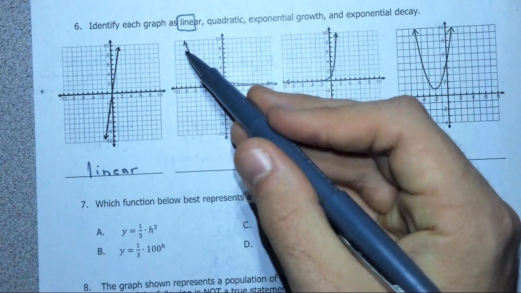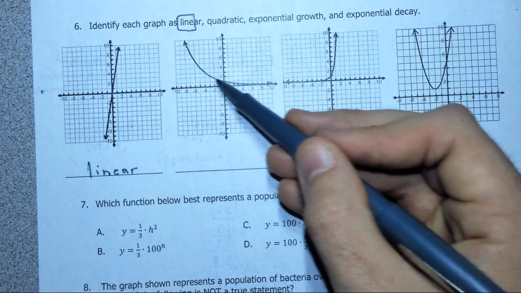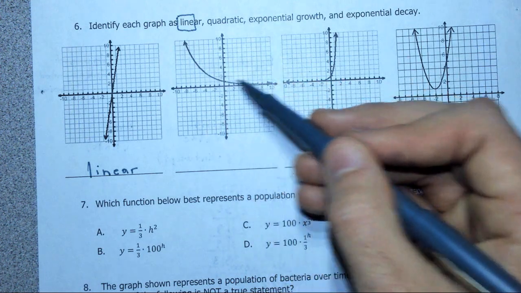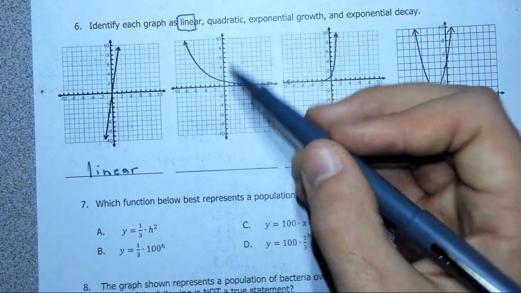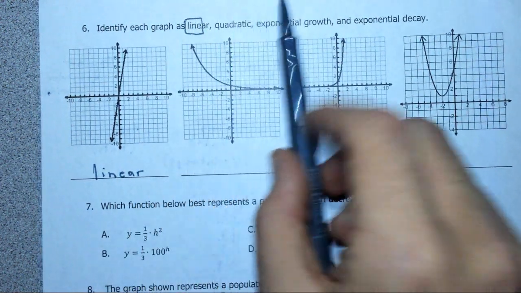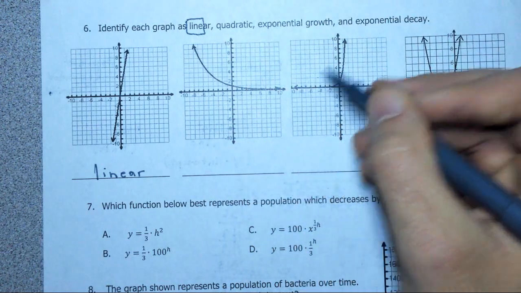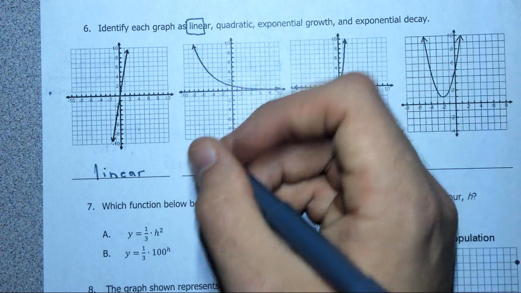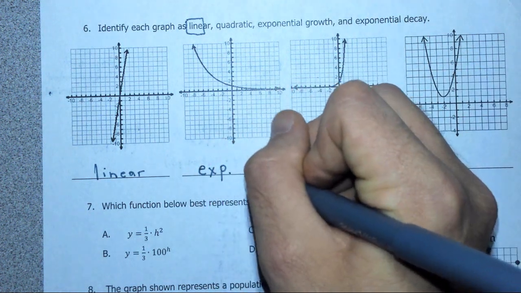Alright, this one. I know it's exponential because it's only half of this part, because that's what my exponential function looks like. It looks like a C going that way. Alright, well, as I read from left to right, am I getting smaller or bigger? My values are getting smaller, smaller, smaller, smaller, smaller. So which one is that? Is that growth or decay? That is decay. So this is exponential decay.